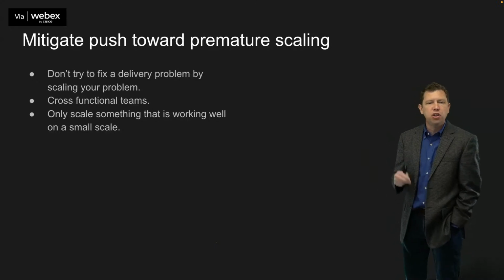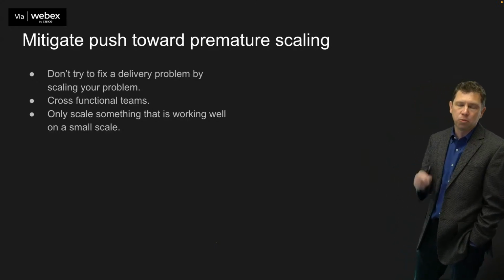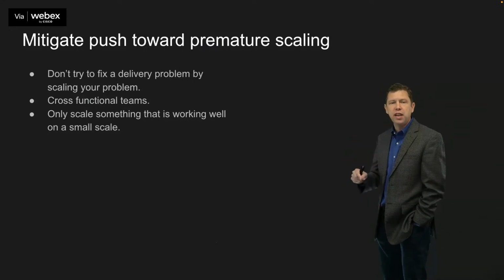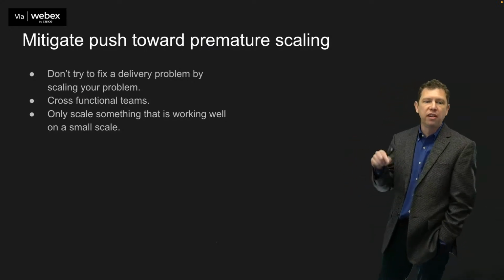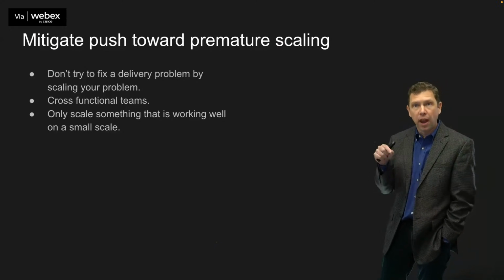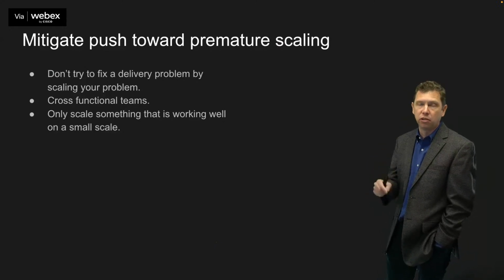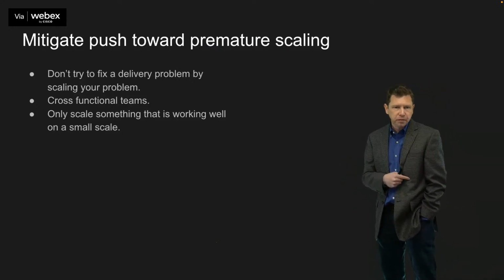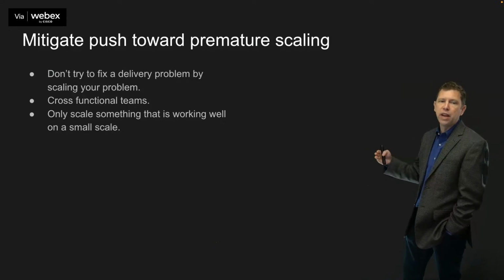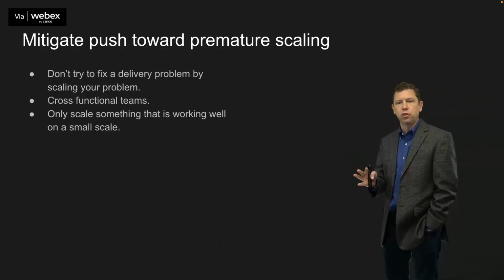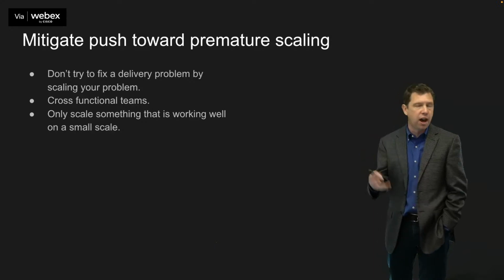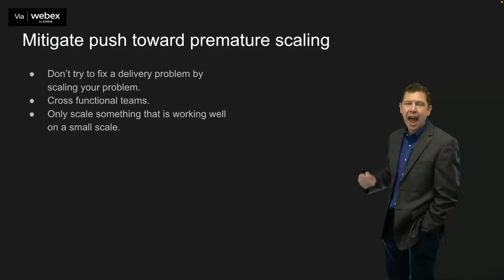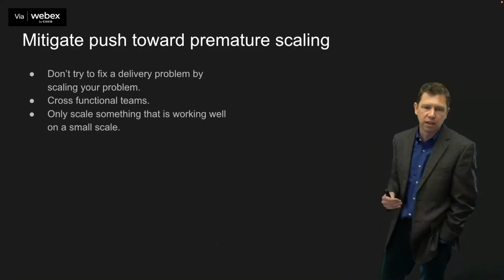Well, one way is don't try to fix a delivery problem by scaling. If you have a delivery problem, scaling up the thing that's not working is not a solution. You need to actually fix the problem first, which is that you have a delivery problem. You're not able to deliver software efficiently with 5 people. Scaling it up is not going to make it more efficient. Cross-functional teams are another way to mitigate a push toward premature scaling, making sure that you've got a team of 5, 6, 7, 8, whatever small number that is, of people that can actually deliver something all the way through into the customer's hands.